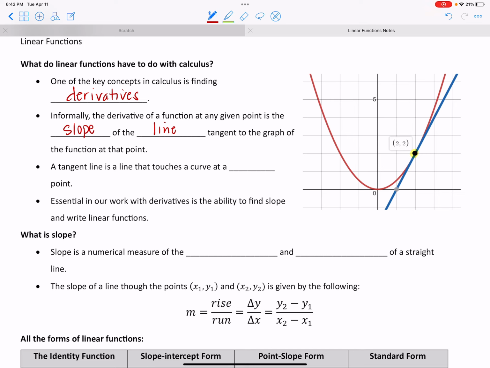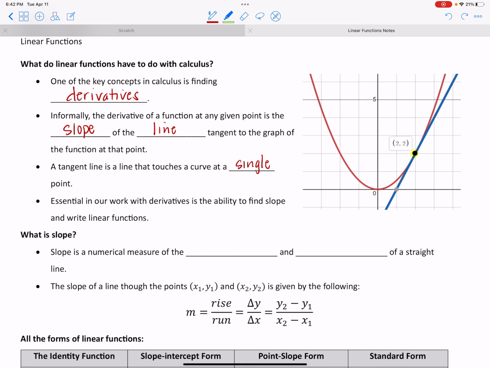So a tangent line is a line that touches a curve at a single point. And that's the blue line that I've put into this picture. So this blue line is a tangent line. It is tangent to that parabola at that point (2, 2). It is the only point where that line touches. And if I can find the slope of the line that is tangent to that parabola at that point, then I can find the derivative of that function at that point.